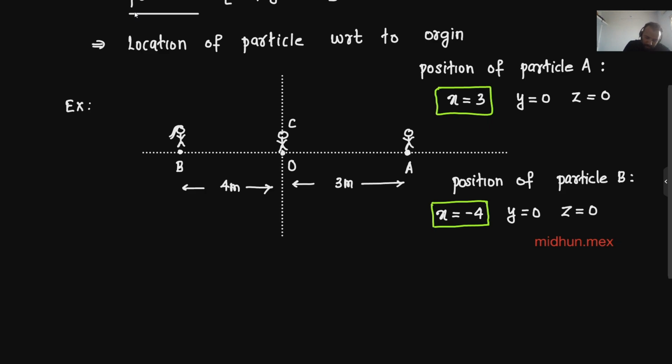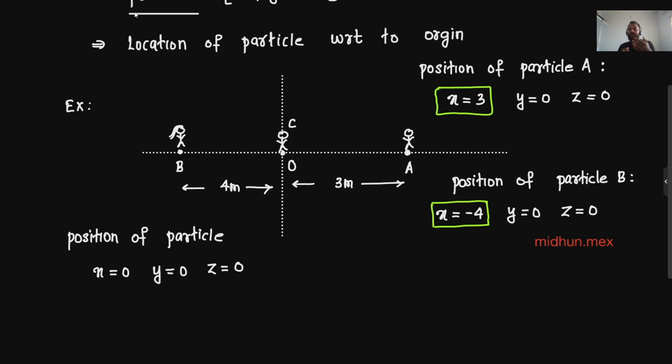Then if I write position, I am writing position of particle C. Where is this particle located? Very clearly that particle is located at origin. Therefore I can say x equal to 0, y equal to 0, z equal to 0. All of them are 0 only. Therefore we don't have to mention everything. Depending upon the problem you can mention.